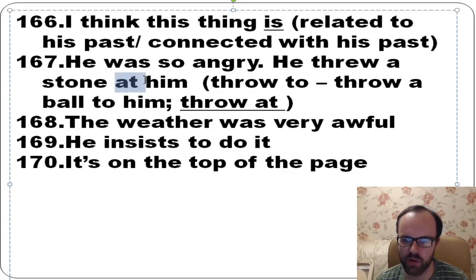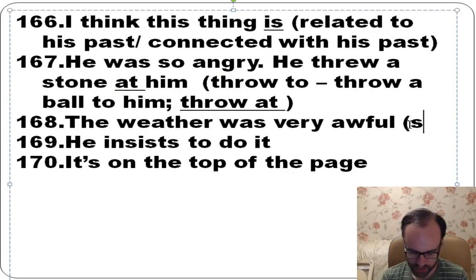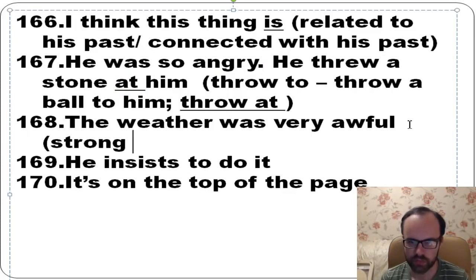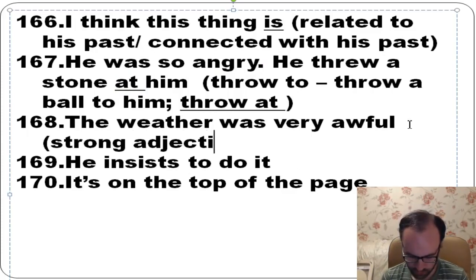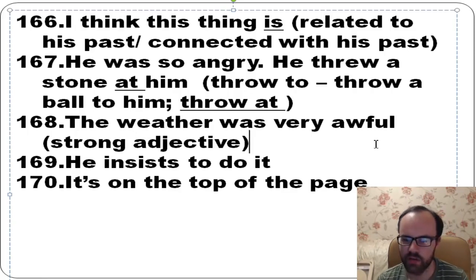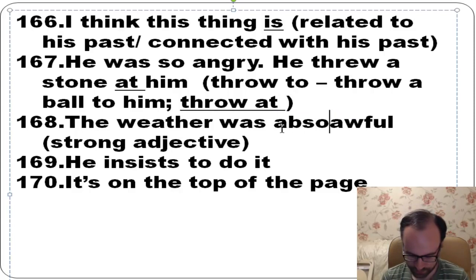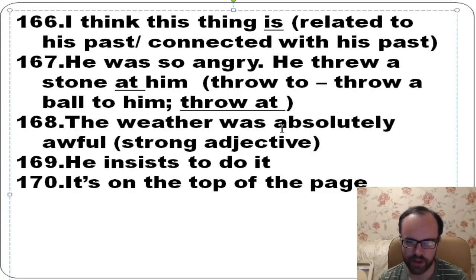The weather was very awful. So awful is a strong adjective. You can say very bad, but awful is a strong adjective, so you use absolutely instead of very. The weather was absolutely awful, but not very.